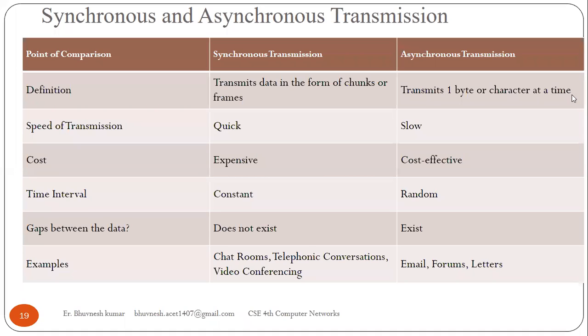Transmitting 1 byte or a character at a time. Speed of transmission: synchronous is faster, quick, and asynchronous is slower. Cost: synchronous is expensive as compared to asynchronous, and asynchronous is cost effective. Time interval in synchronous transmission is constant, but in asynchronous transmission it is random.